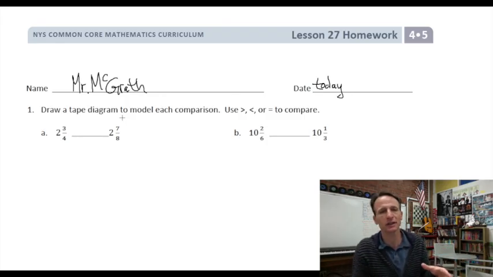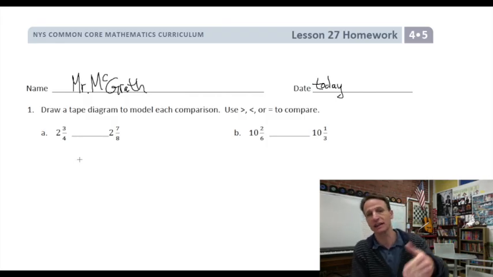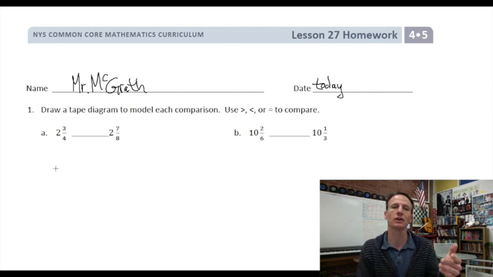Really what we're comparing here in both A and B are the fractional components. We're just looking at the fractions to make this comparison because we know that 2 equals 2 and 10 equals 10, so we could set those aside. So when we draw the tape diagram, you'll be relieved to know we don't need to draw 2 3/4 or 2 7/8, 10 2/6, 10 1/3. We can just draw the fractional part.